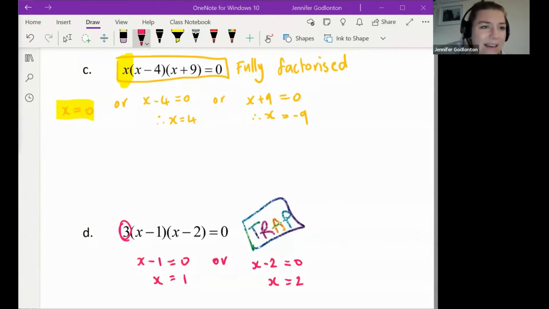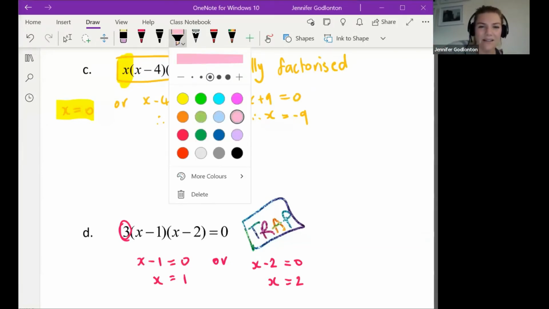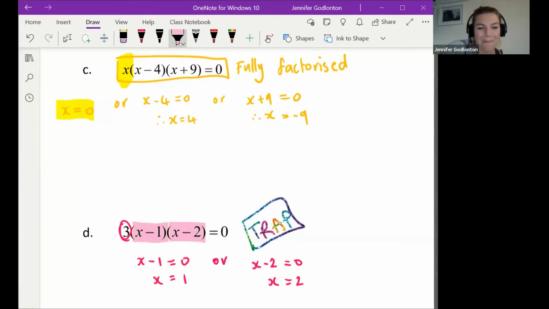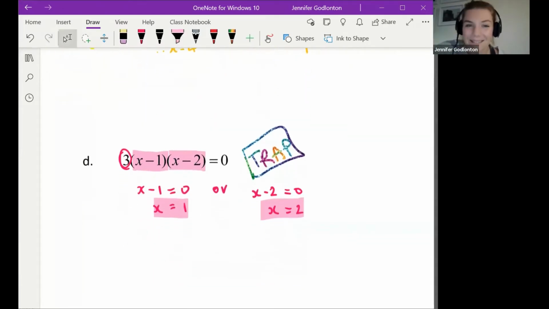Fatima, you're going to join Camila in the trap. Are you happy with this answer? What else am I going to do? Because I've got this 3 chilling here. Hi, ma'am. What we learned in school, our teacher told us that if there's a number outside, it's non-applicable. Well, not non-applicable. So we still get an answer, but the 3, it's not important. It's not going to affect our x value, basically. But it's a good start though.